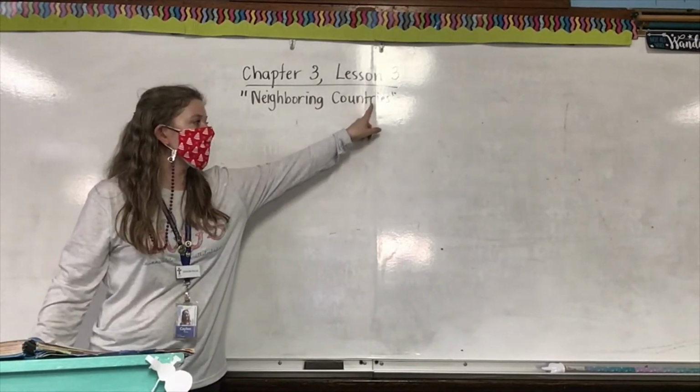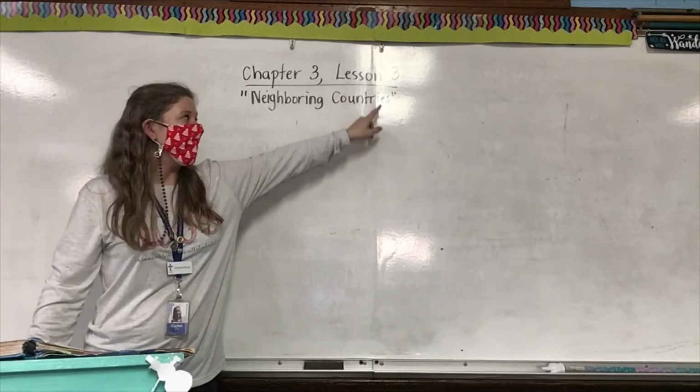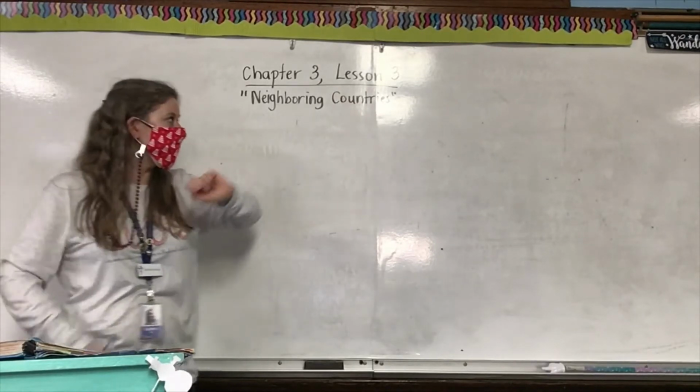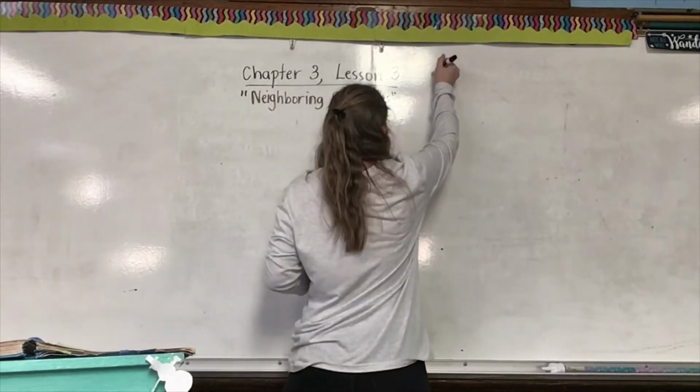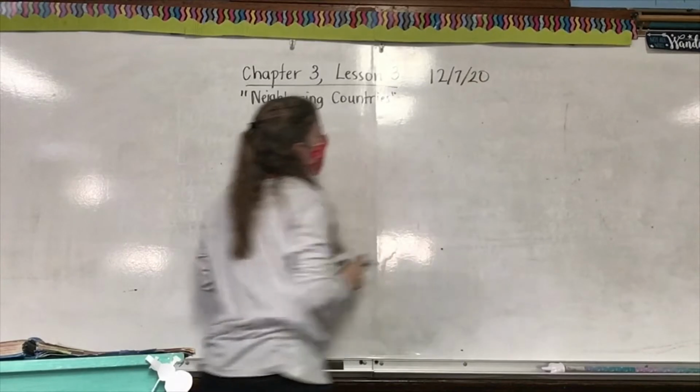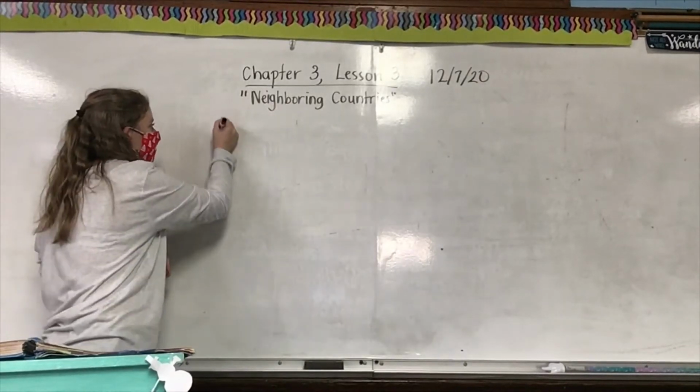Whenever you have consonant Y, like R-Y, if you're making it plural, you change the Y to an I, and then you add ES. And then, of course, you need to add the date, December 7th, 2020. And, of course, we're going to start with number 1.